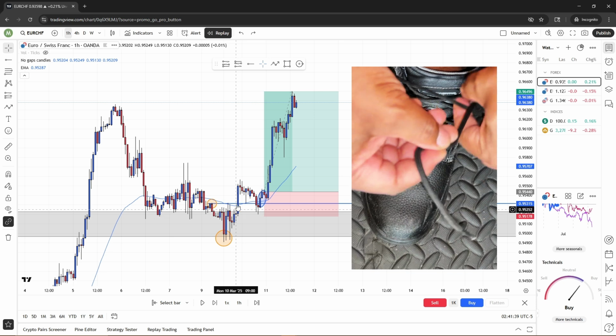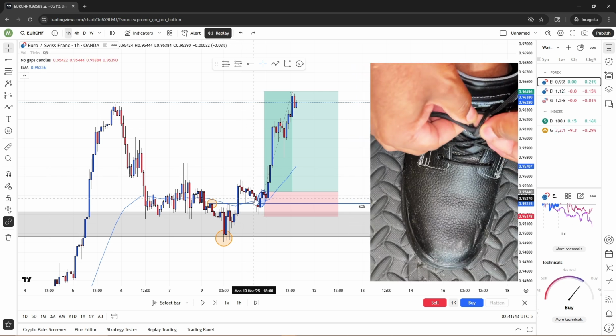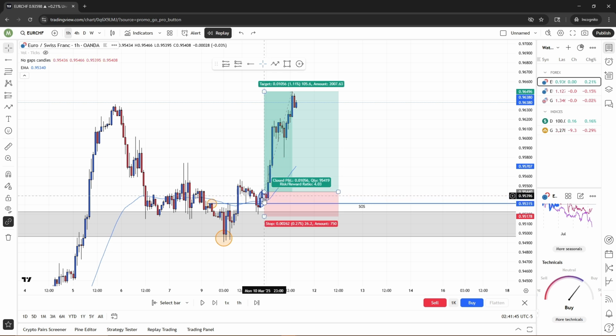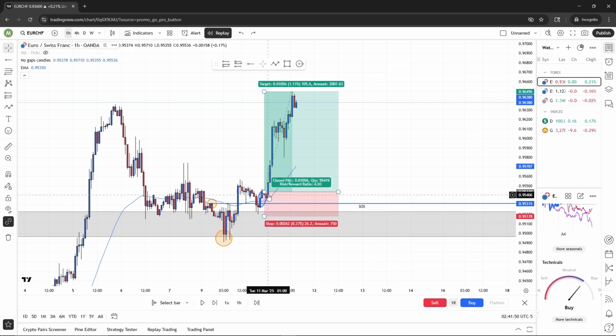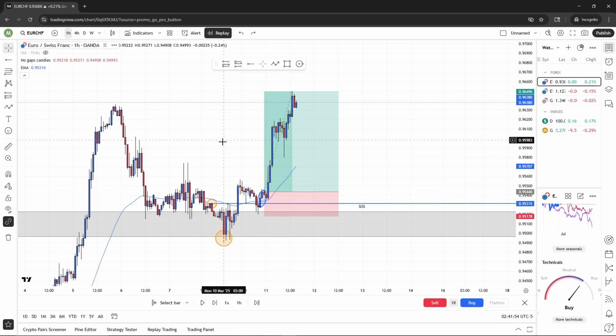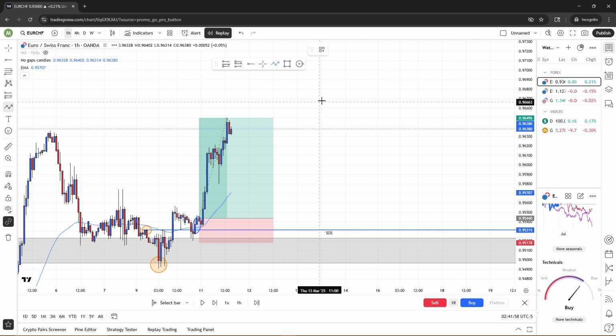So this is the strings crossing. The pullback are the two loops, and then these two bullish candles is the knot. Now that I have the knot, I can go on my 10-mile run now, right? And you see how price went on a run.